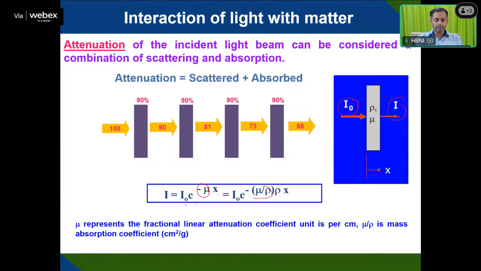So if a material has 90% attenuation capability, and the 100% intensity is coming in, after the first attenuation 90% will be transmitted. Then after the second attenuation, it goes to 81%, and so on. So at each step, the intensity of the light beam will be attenuated depending upon the attenuation coefficient, that is, how much capability your material has of scattering as well as absorbing the light.